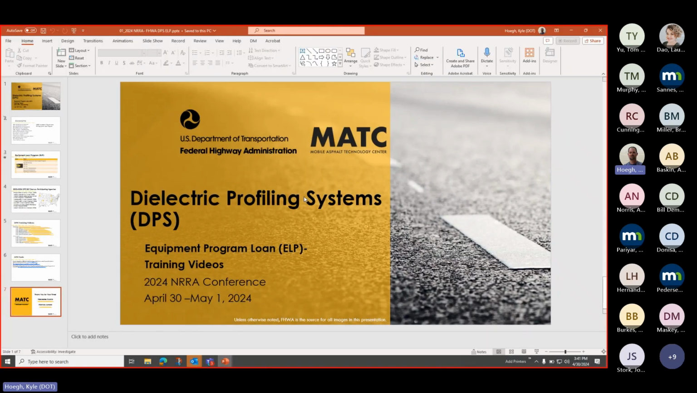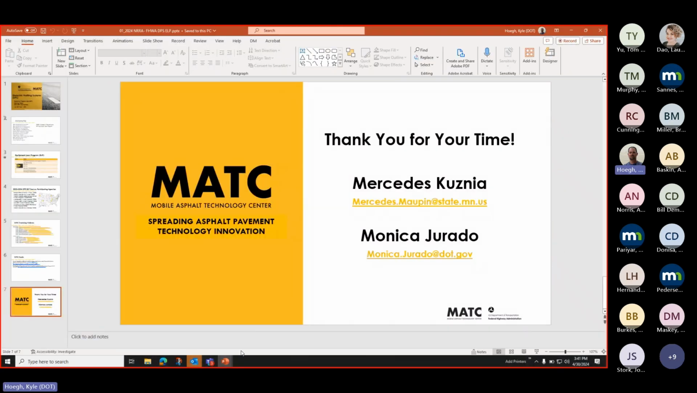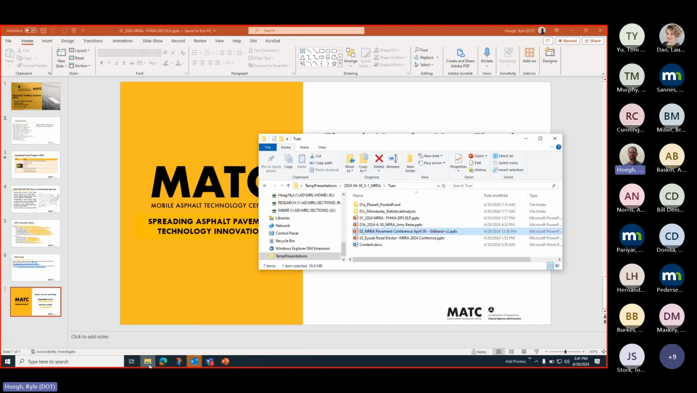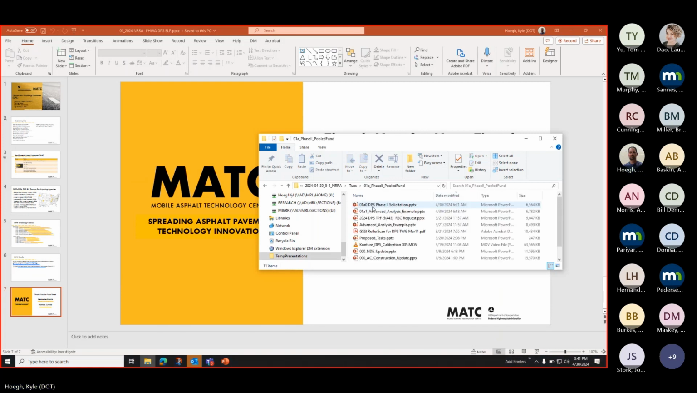All right, so with that, I'm going to take a little bit of a step back here, and we're going to get into some background of the pooled fund that we have currently and the one that is currently being solicited for DPS.